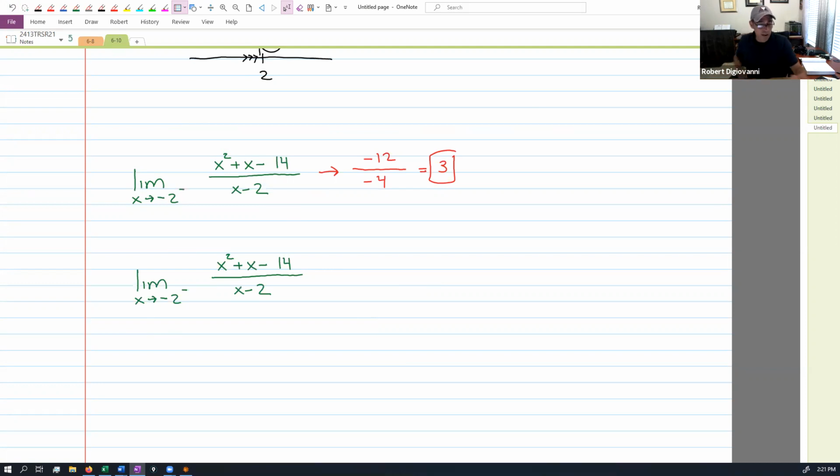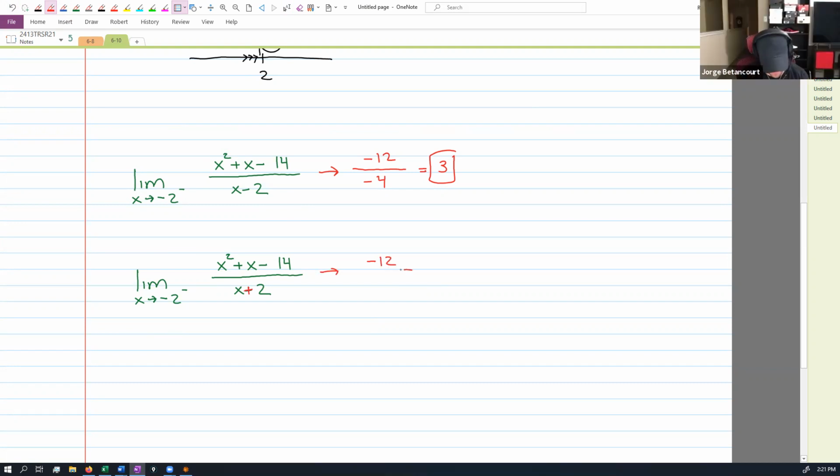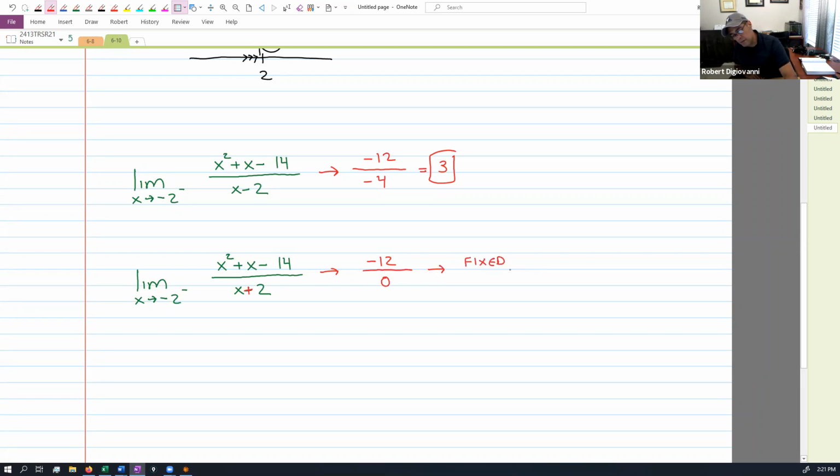Okay, so Jorge, now that I've changed the problem to +2 on the bottom, the numerator should still go to negative 12, right? Yes. But now the denominator is headed where? To 0. Okay. So that means our numerator is a fixed number. Is it fixed positive or negative on top? Negative. That's the first time we've had that. And then over 0. And now, Jorge, it's up to us to determine whether or not it's headed towards 0 through positive or negative numbers.